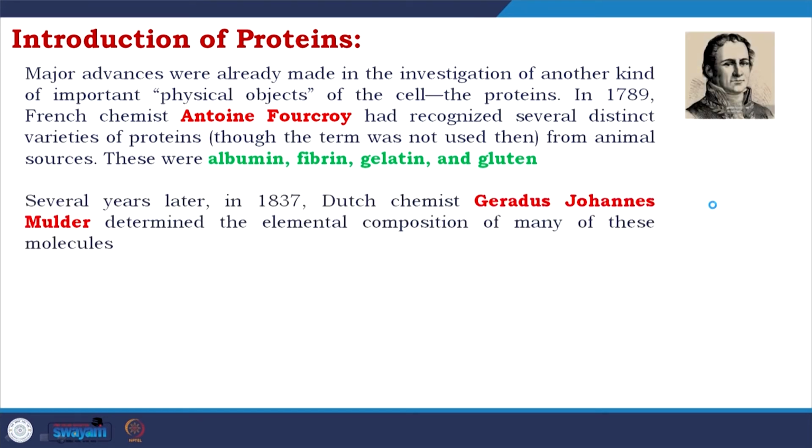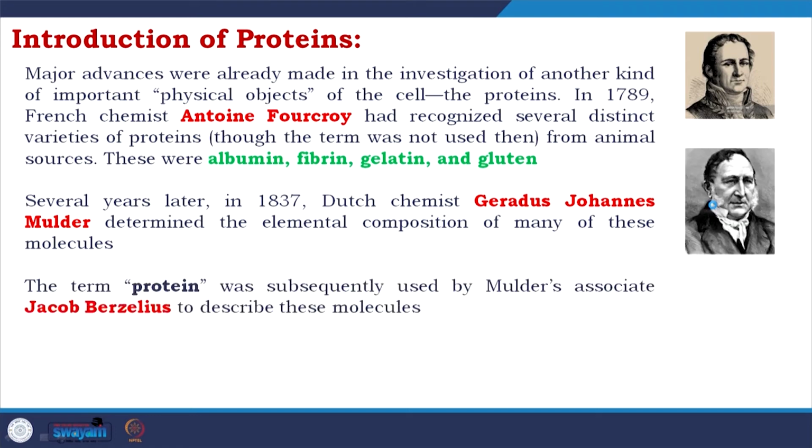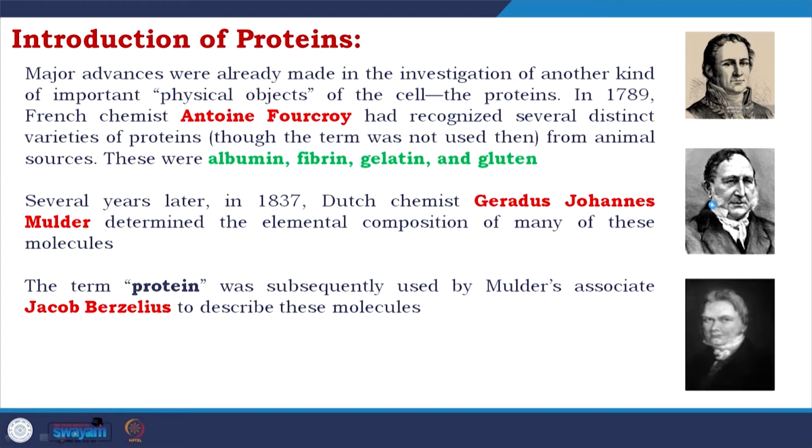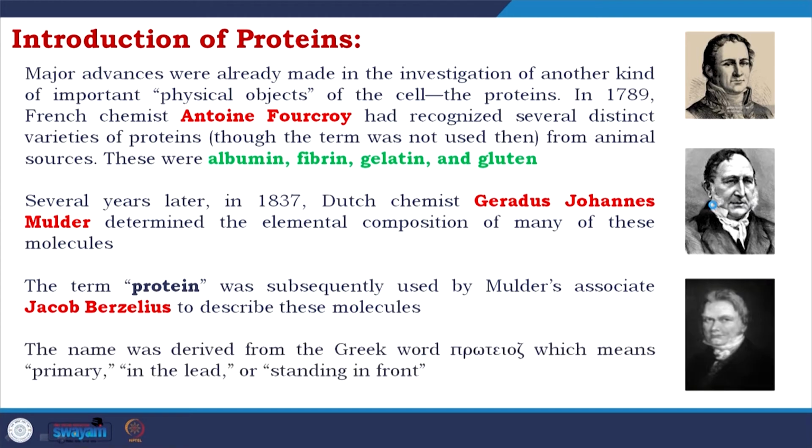Several years later, in 1837, Dutch chemist Gerardus Johannes Mulder determined the elemental composition of many of these protein molecules. The term protein was subsequently used by Mulder's associate Jacob Berzelius to describe this molecule. So, he gave the name protein. The name was derived from the Greek word which means primary, in the lead or standing in front.